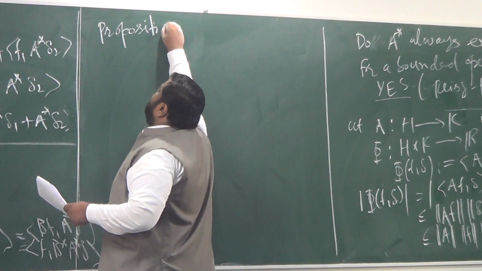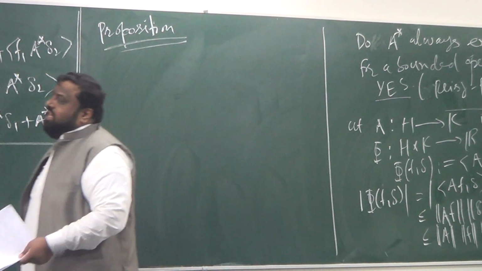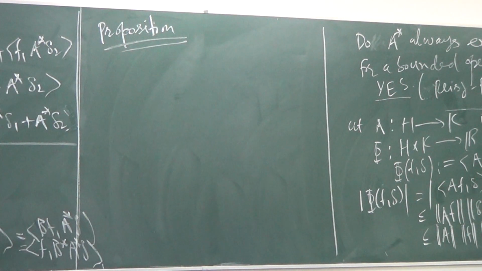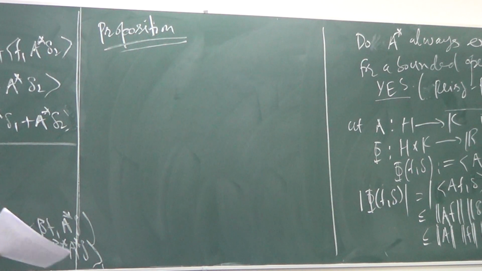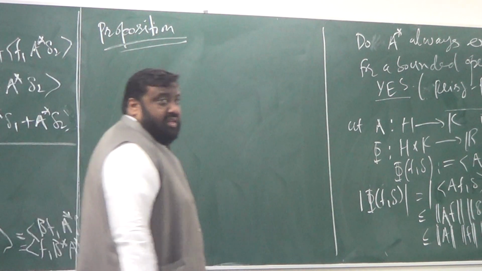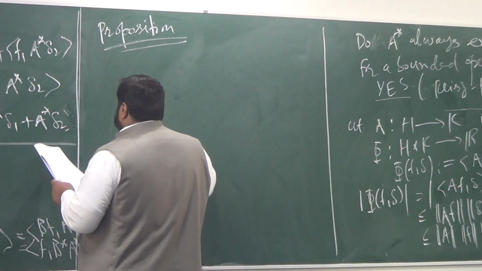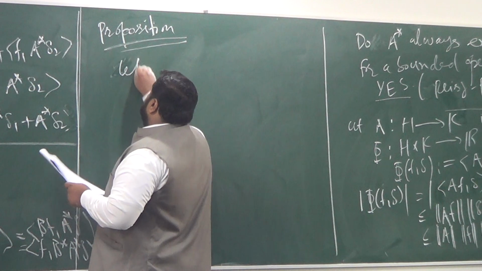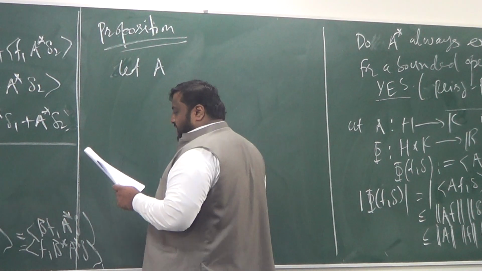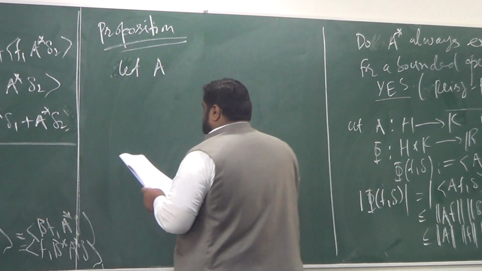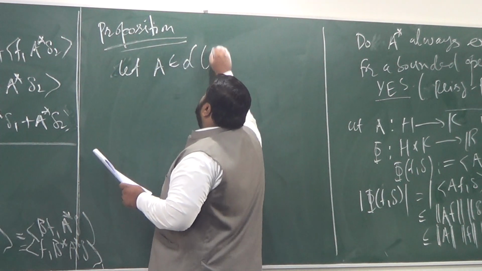So you can ask an interesting question. You can say that, okay, if A is compact, what about A star? Will it be compact? And the answer is yes, it must be compact. So here's the result, and tell me why this should be true. I would like to have a proof from you.